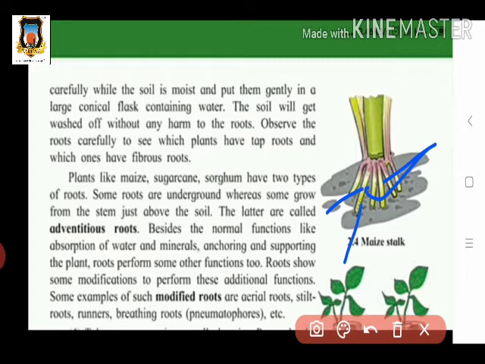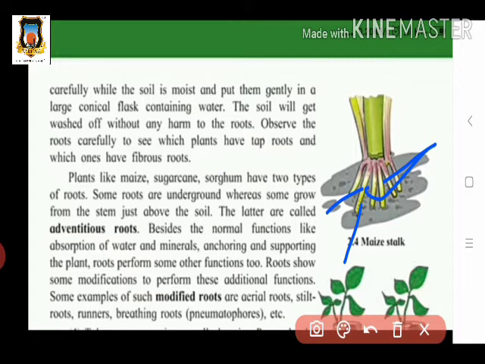Shows modification to perform these additional functions. Some examples of such modified roots are aerial roots, stilt roots, runners, breathing roots, etc. Here we see the next type of roots, which are the modified roots, and these have additional functions along with all the functions done by all types of roots. With these functions, other modified functions are also done by other types of roots. So such type of roots we call modified roots.